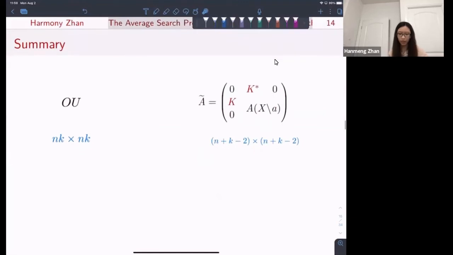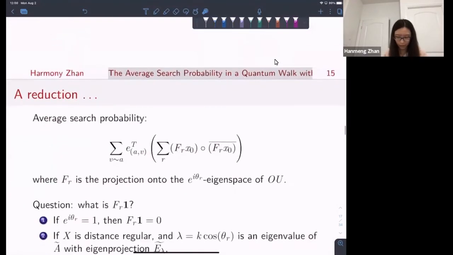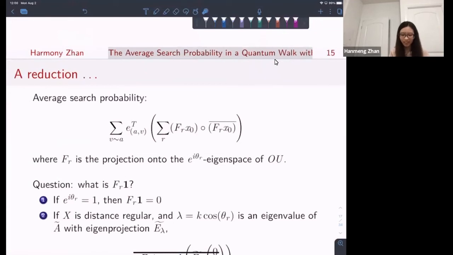But let me summarize what we have done. We have translated the problem on this huge matrix, which is indexed by the arcs, so if you have n vertices and degree k, then this will be the size of the matrix, to a matrix that's roughly the size of your original graph. And using spectral information about A tilde, you can recover everything about U. So the thing we are particularly interested in recovering is this average search probability.